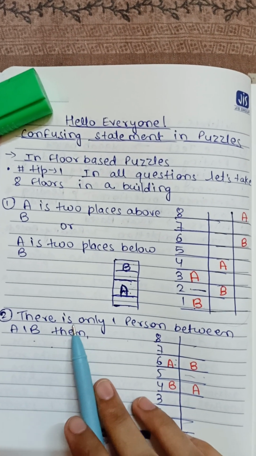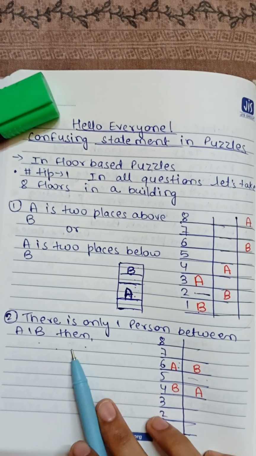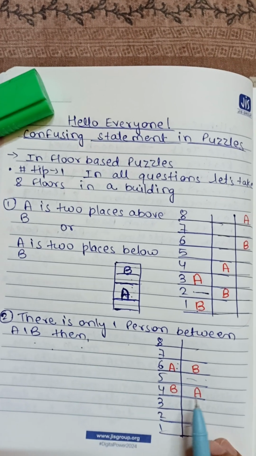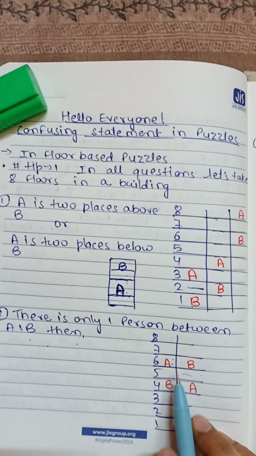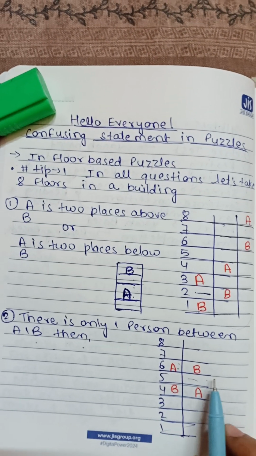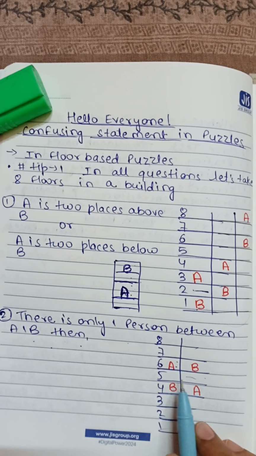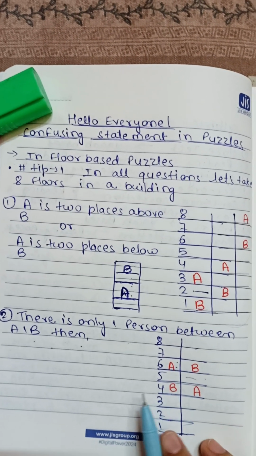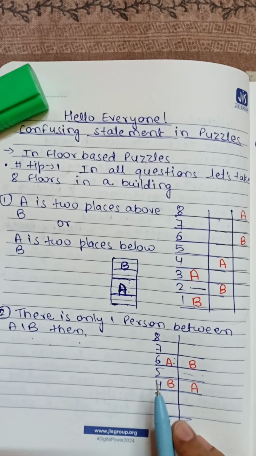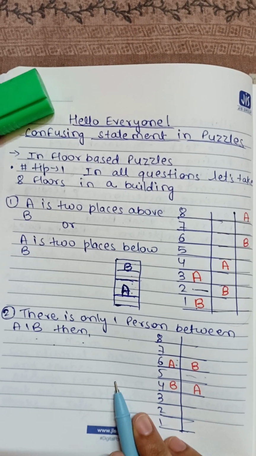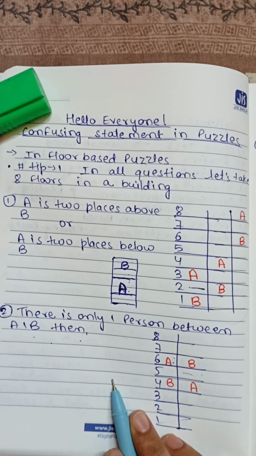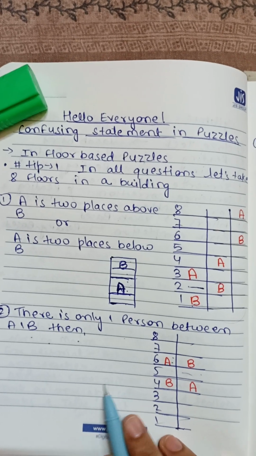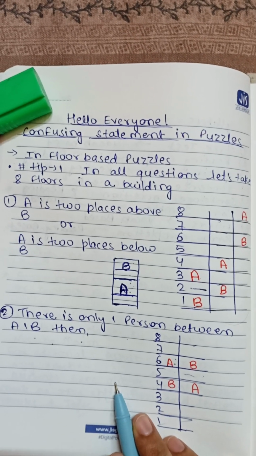Second one is there is only one person between A and B. So here you can place either A above B or A below B, and there has to be one floor between A and B. Here I'm considering that there is no vacant flat, no vacant floor. The vacant concept I will explain in my later video.